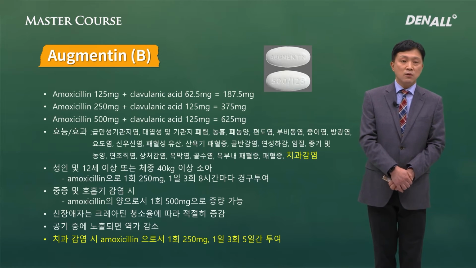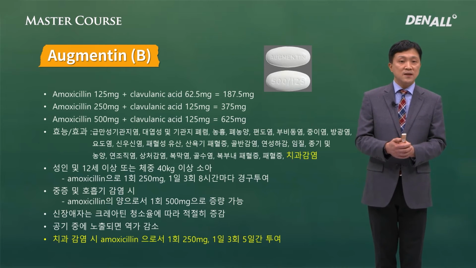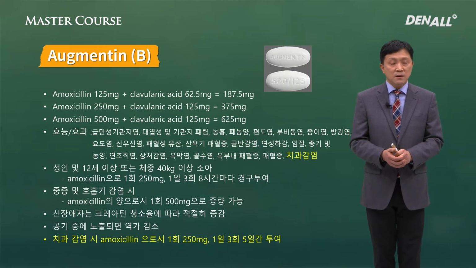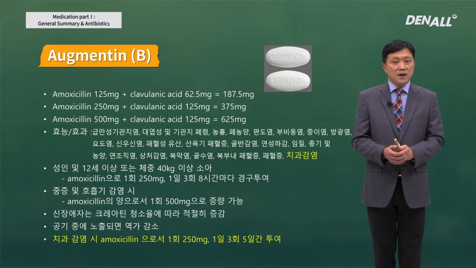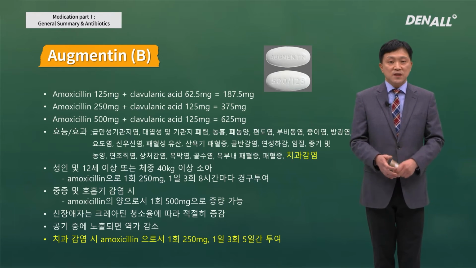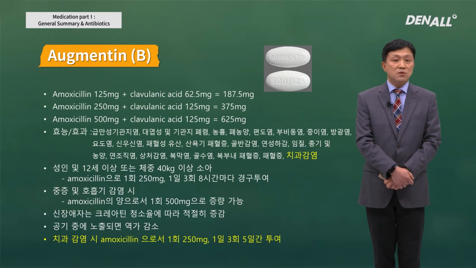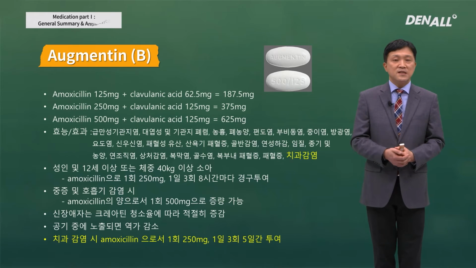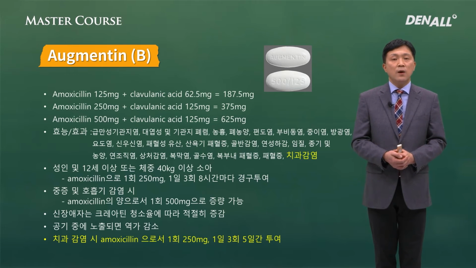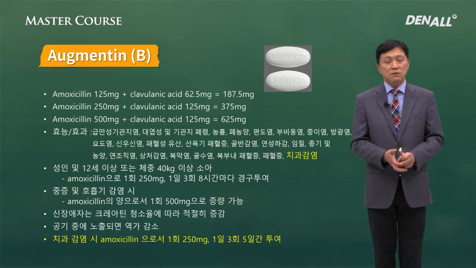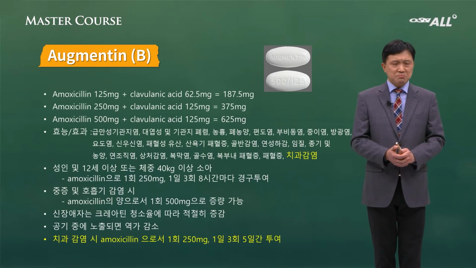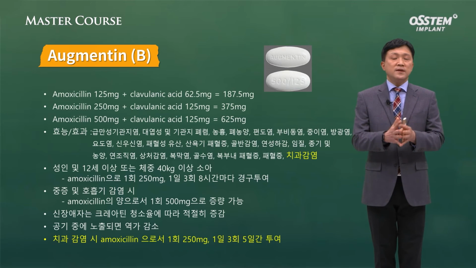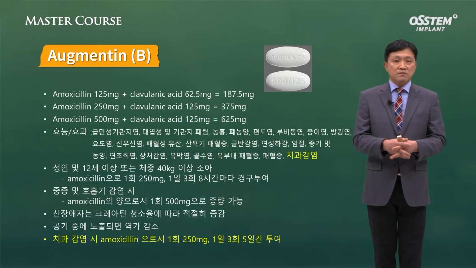That means Augmentin 375 milligrams 3 times a day. For a severe case and respiratory infection, 625 milligrams can be used. For dental infection, the standard is amoxicillin 250 milligram for a single dose 3 times a day for 5 days. That is 375 milligrams of Augmentin.